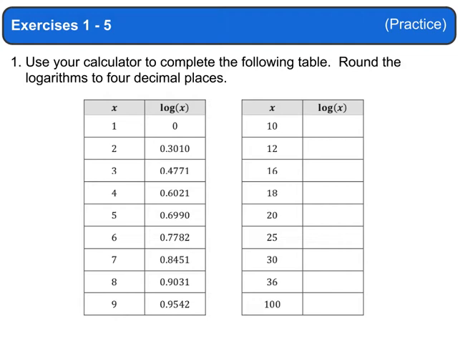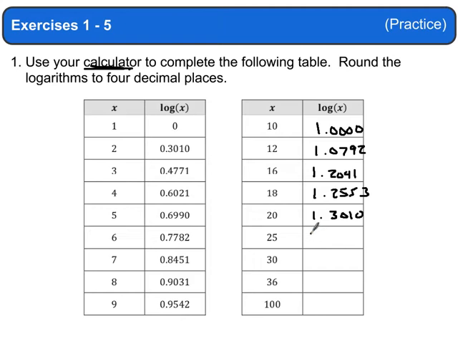In exercise number 1, they ask you to use your calculator to complete the following table. Round the logarithms to 4 decimal places. They already did the one on the left. This is our basic log table. It was also in our opening exercise. So if we did log 10, we would get 1.0000. And if we did log 12, we would get 1.0792. Remember, it said to use your calculator. Then log 16 would be 1.2041. Log 18 will be 1.2553.